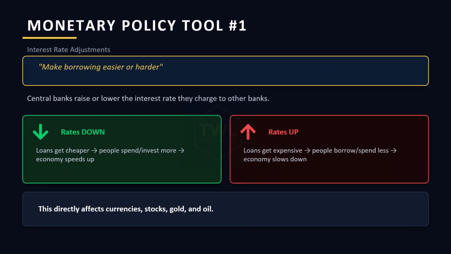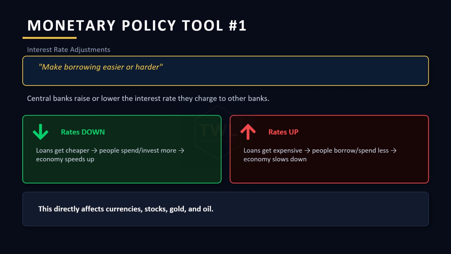The first tool is interest rates, and honestly, this is the one you'll hear about the most as a trader. Think of it simply. Interest rates make borrowing money easier or harder. Here's an example to make this real. Imagine you want to take a loan to buy a car. If interest rates are low, that loan is cheap. You'll pay less extra on top of what you borrowed, so you're more likely to go ahead and buy that car. Now imagine interest rates are high. That same loan suddenly costs a lot more in interest. You might decide to wait or not buy the car at all.